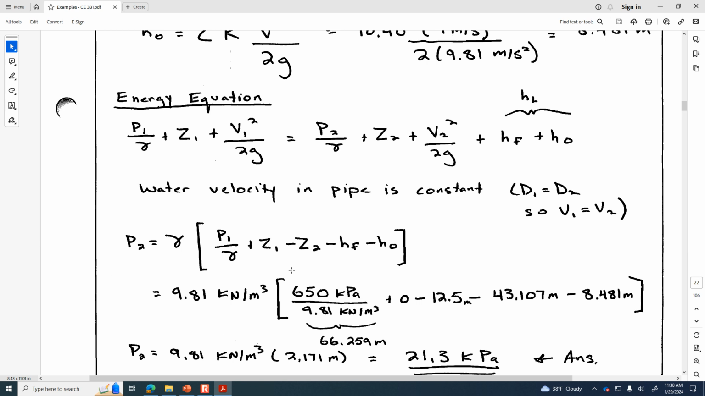So here you can see I've come up with this intermediate distance, 66.259 meters. That's how much head there is at location 1. That's the amount of pressure head at 1. We've got 66 meters of pressure head, and then all these other things are taking away from that pressure head, and what's left over will be related to the pressure at location 2 downstream. So it should be 21.3 kilopascals downstream.